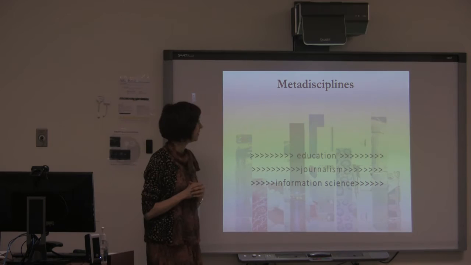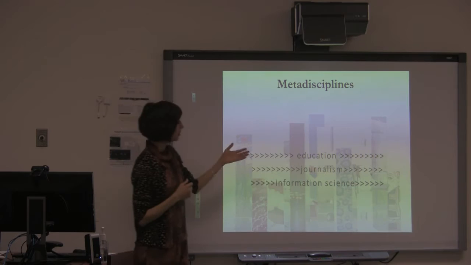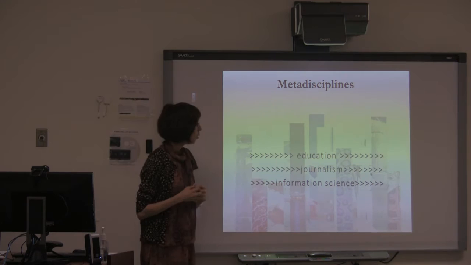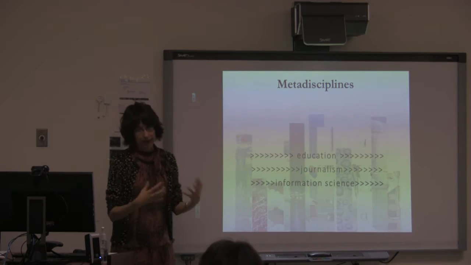So education deals with teaching these other ideas through classrooms. Journalism deals with disseminating the content as news. And information science deals with collecting and providing access to the ideas in the other disciplines.